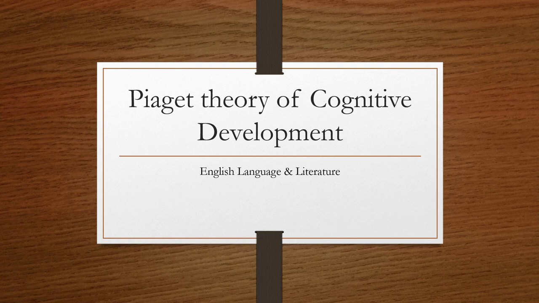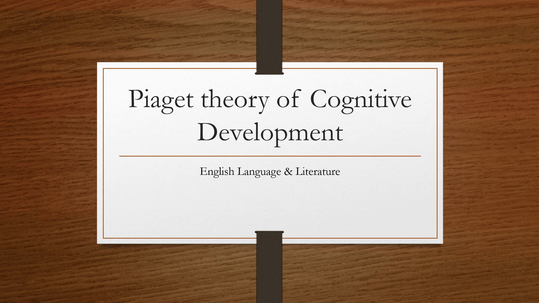Today, the topic is very important and it is Piaget's theory of cognitive development. That how the psychology of a human mind develops and how the child nourishes and how the child learns different things in his life and how the child starts perceiving, understanding different things. We are going to talk about these things in this video.